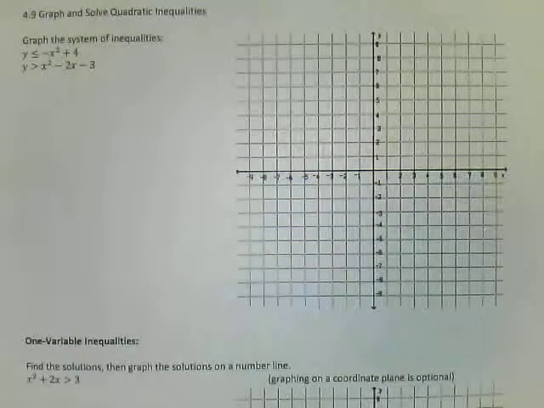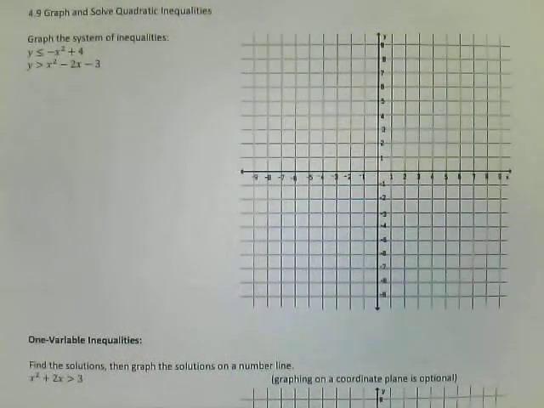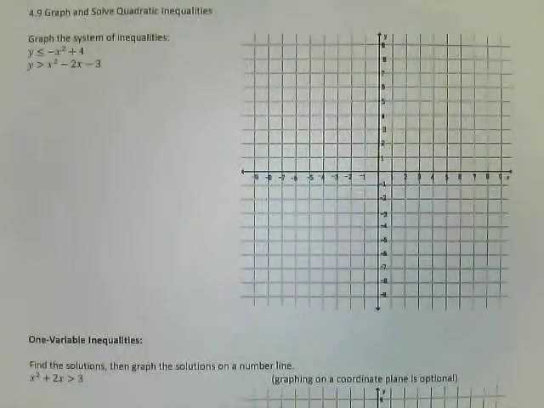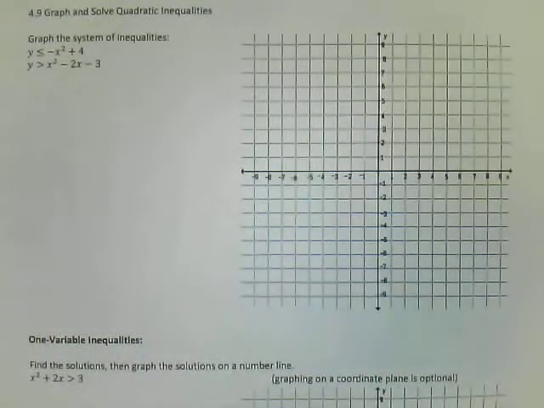In 4.9, we're going to be looking at quadratic inequalities. Now, the first question here is going to be fairly straightforward. As long as you remember inequalities from chapter 2, and as long as you remember graphing parabolas from earlier in this chapter, we're just combining those together. It's fairly straightforward if you understood those. So let's just start by graphing the first inequality. So y is less than or equal to negative x squared plus 4.